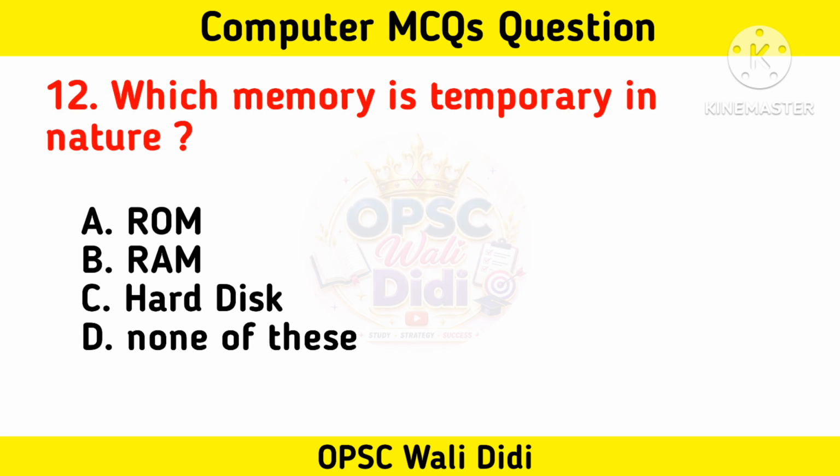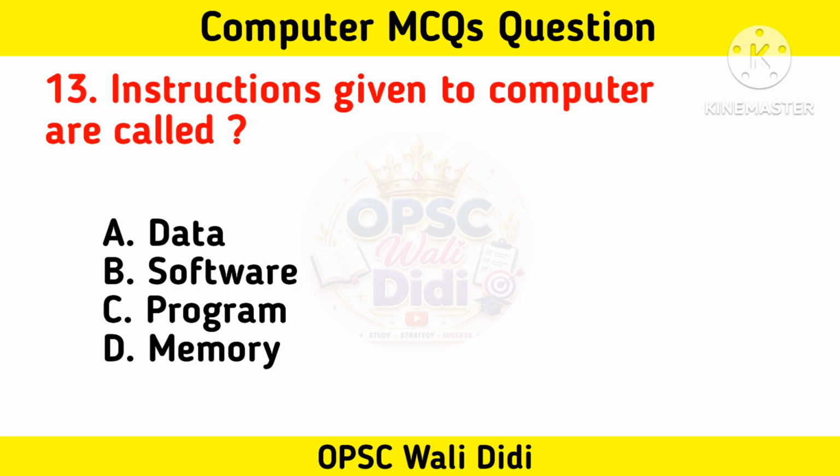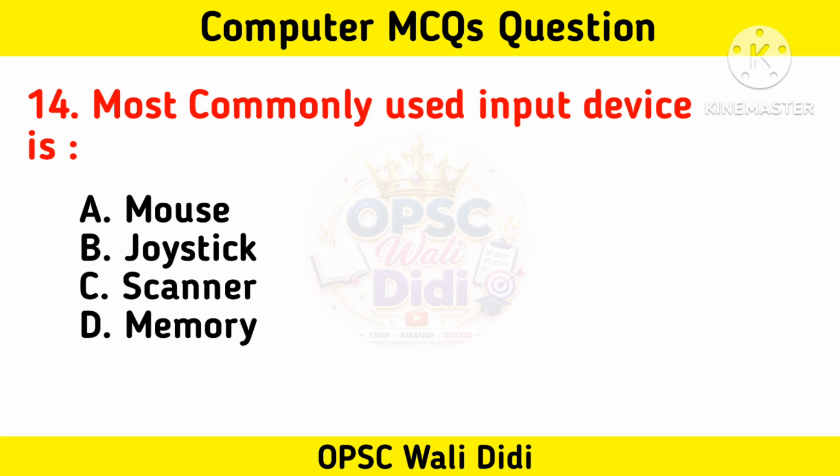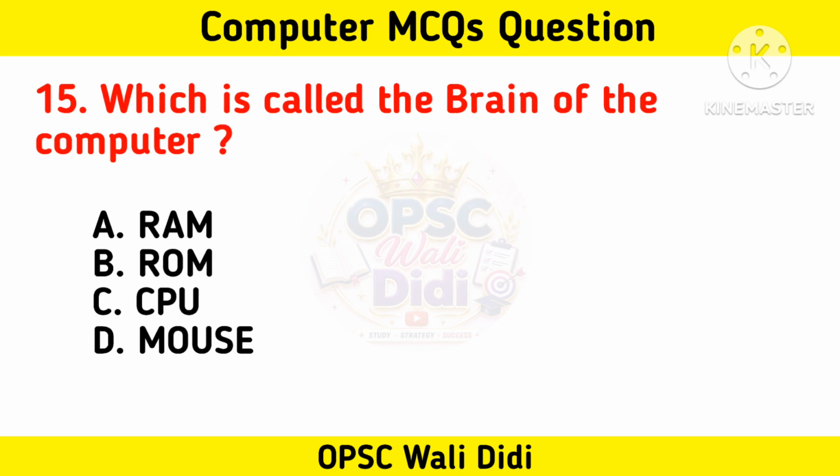Which memory is temporary in nature? The correct answer is RAM. Instructions given to computer are called. The correct answer is program. Most commonly used input device is. The correct answer is mouse. Which is called the brain of the computer? The correct answer is CPU.